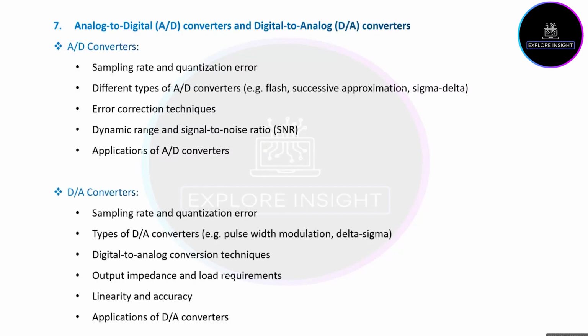And next, on the DA converters, we'll likewise be looking at the sampling rates and the quantization error. We'll also check out the types of DA converters. We'll consider the digital to analog conversion techniques, the output impedance, and the load requirements. And we'll also look at the linearity and accuracy. And lastly, the application of DA converters.